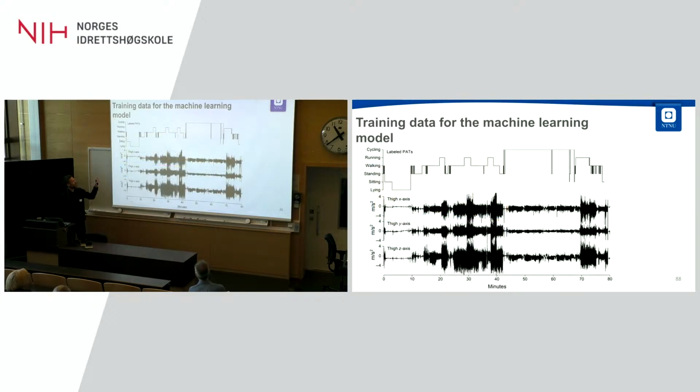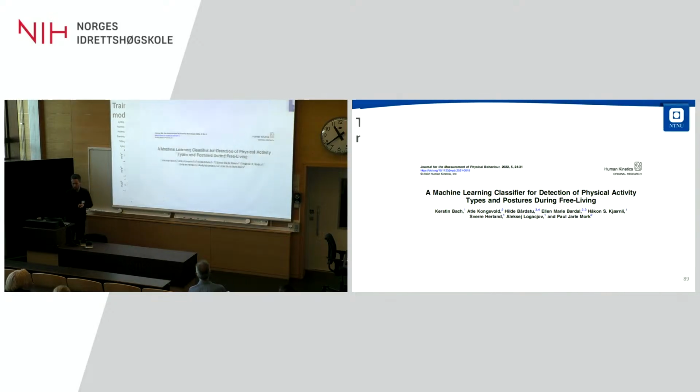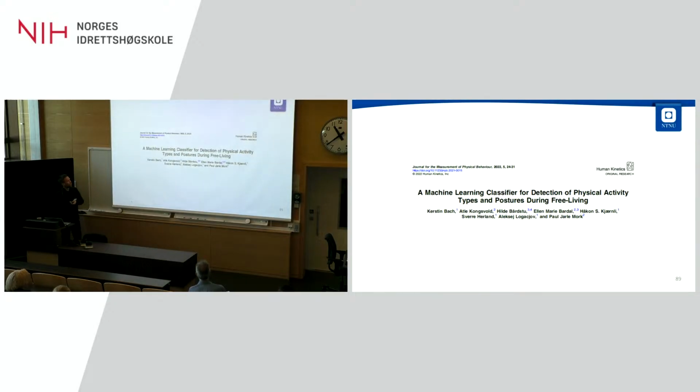After that, this is how the results look. Here we have the labeled activities, and here we have the raw acceleration signal. So this is the basis of most of our models. We tried to teach the model to see the same thing as what we have labeled in the videos. This is our first validation study of these common daily activity types: lying, sitting, standing, walking, and so on.